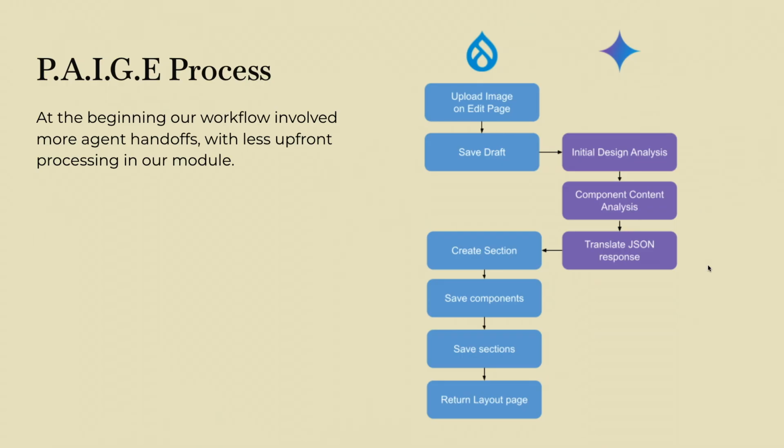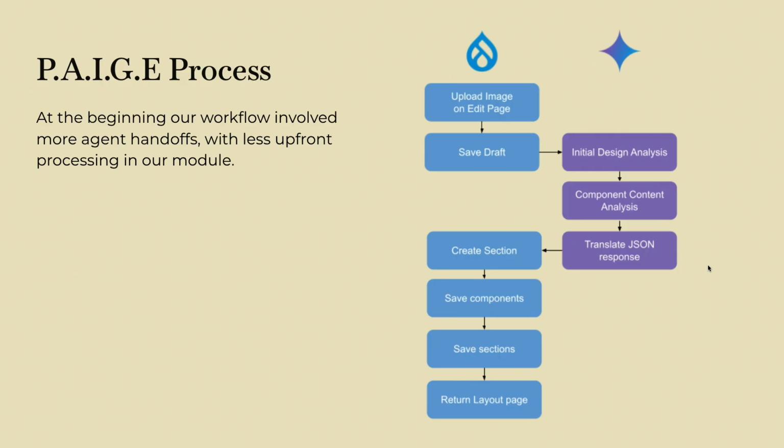So as part of this page process, this was our beginning workflow idea for how we would build this out. You upload an image of a full page, you save the draft, it runs through a design analysis, and then it runs through a component content analysis, it translates, creates a section, saves the component, saves the section, and returns the layout page.